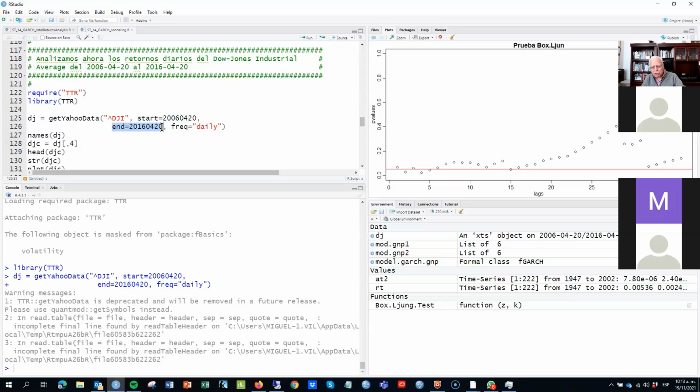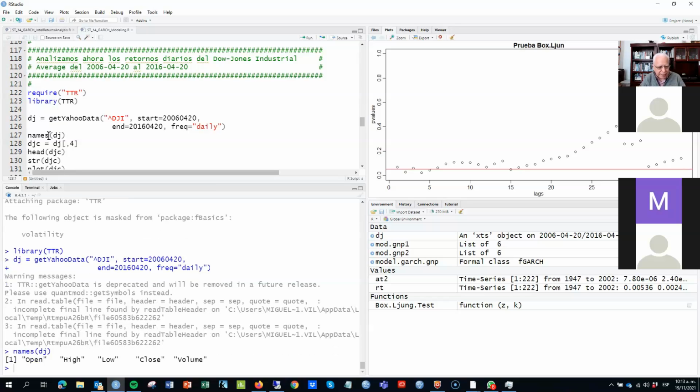And you specify also the frequency. It could be daily, it could be weekly, whatever. So I have now in DJ, I have this thing. If I look at what DJ has, DJ has the open price, the high, the low price, the closing price, and the volume that was traded during that day.